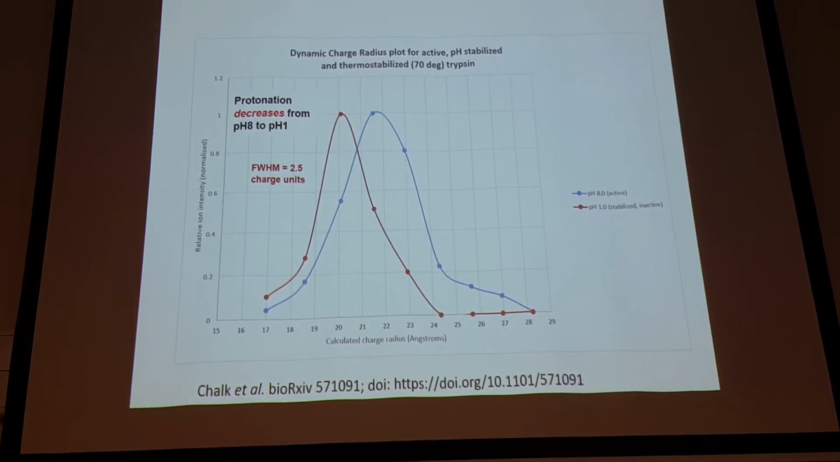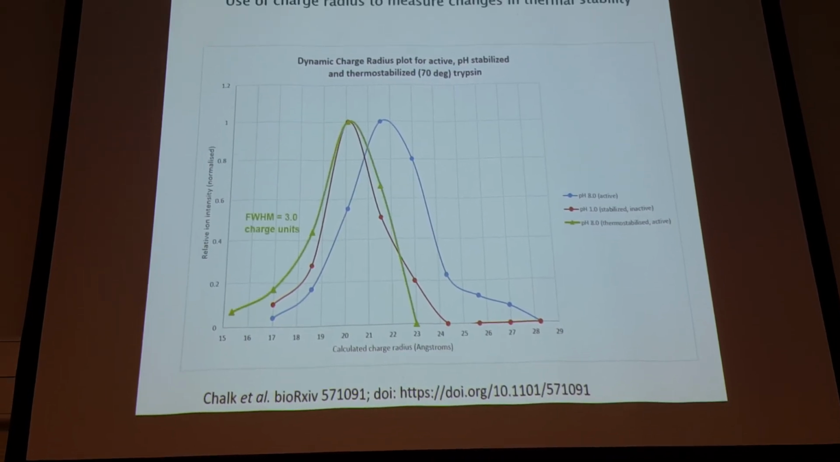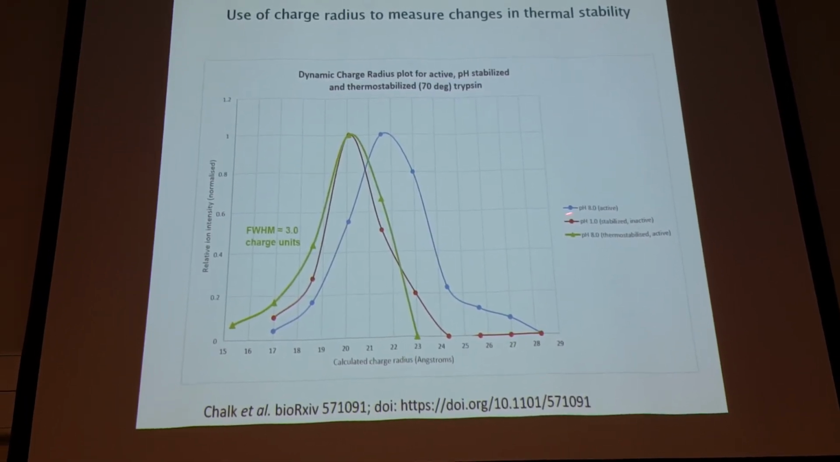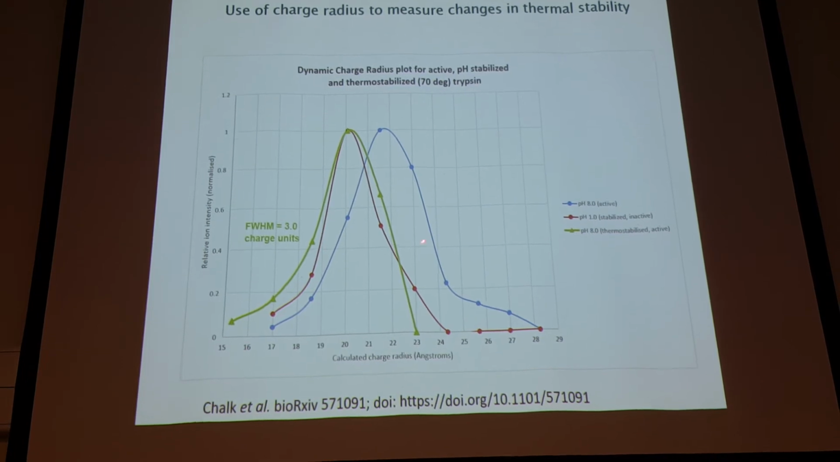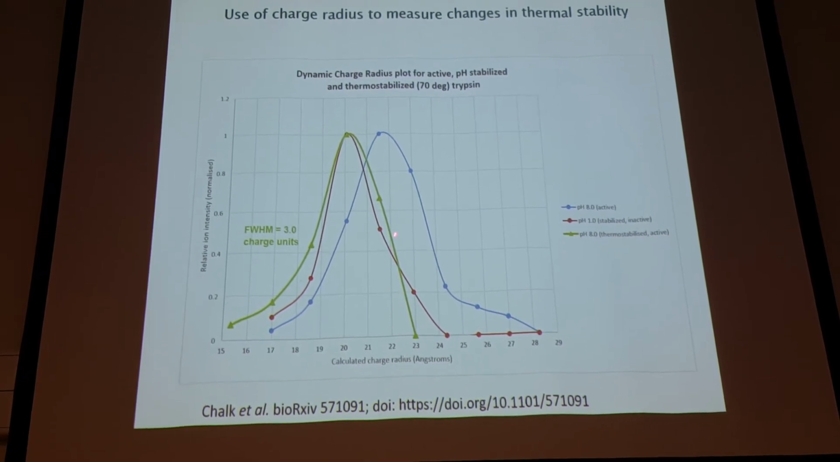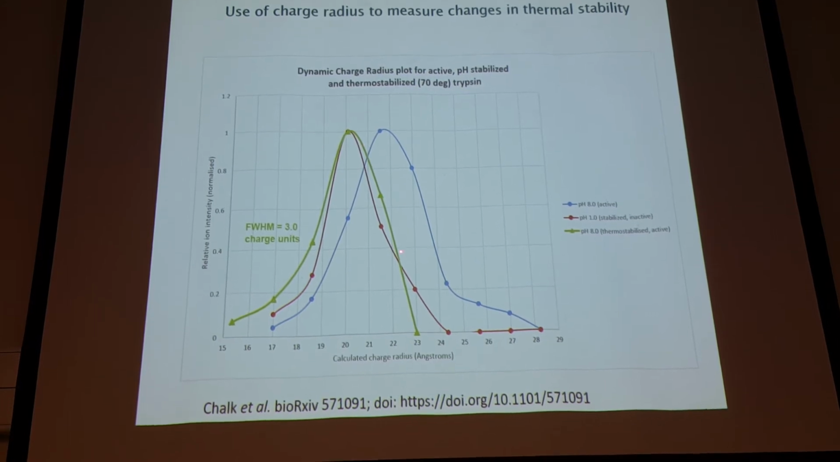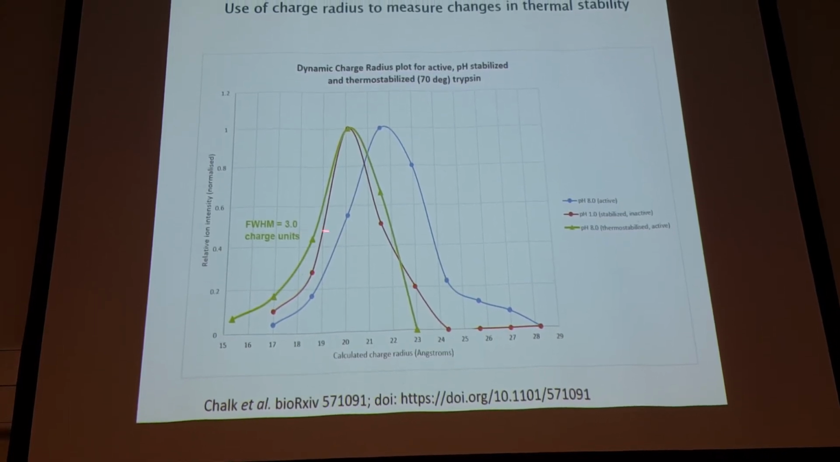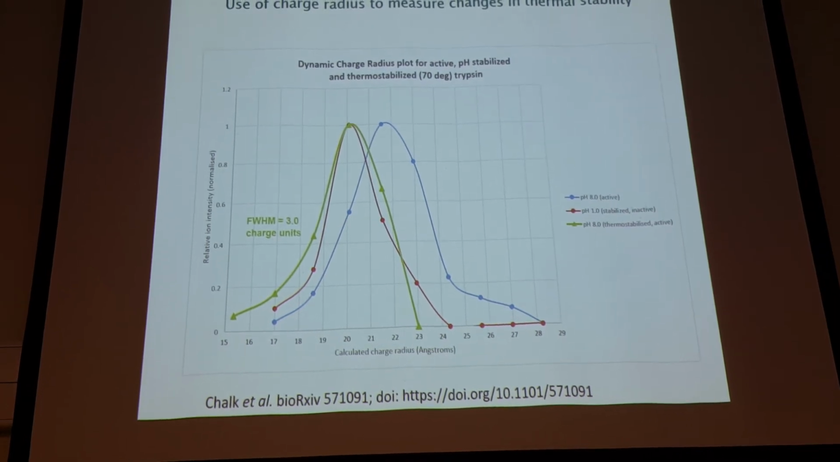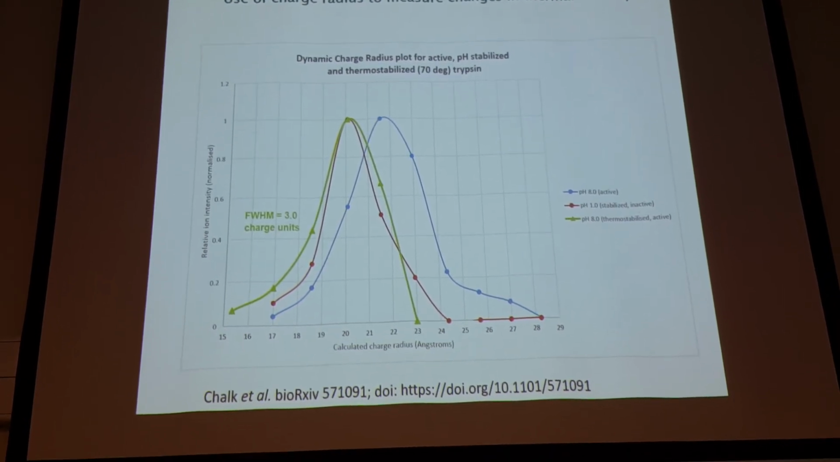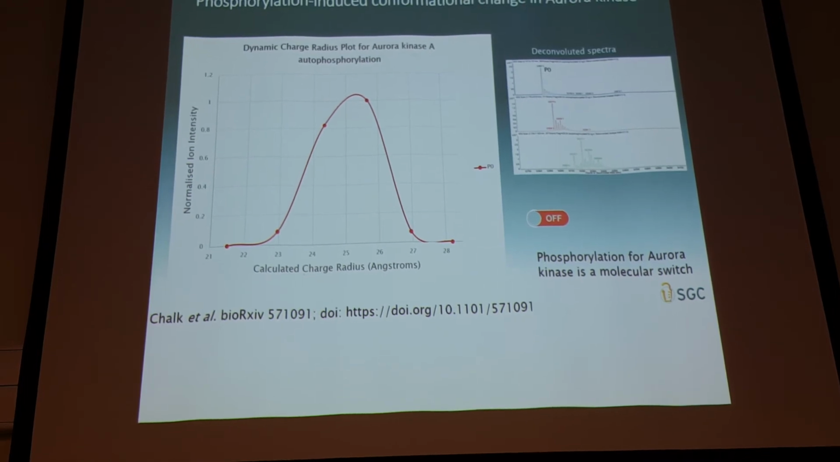Not what you're expecting at all. So if we now plot thermostabilized trypsin, you can see that it almost exactly mirrors the pH stabilized trypsin, although the distribution is not quite so tight. It's 3 charge units.